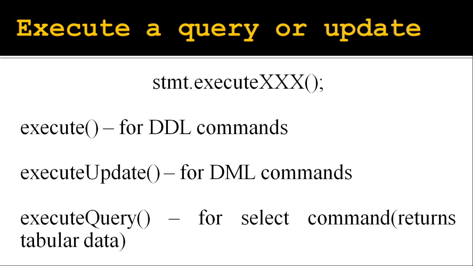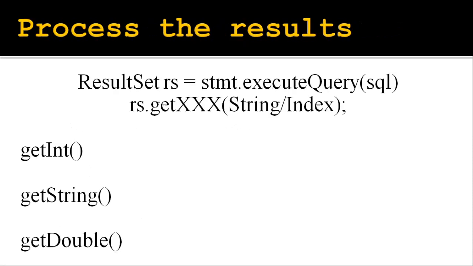Suppose you want to extract data from the database, you can use the executeQuery method, which returns the table data in the form of rows and columns. When you get the data from the database, you can store it with the help of the ResultSet class. After storing our tabular data into the ResultSet, you can extract the data from that table.